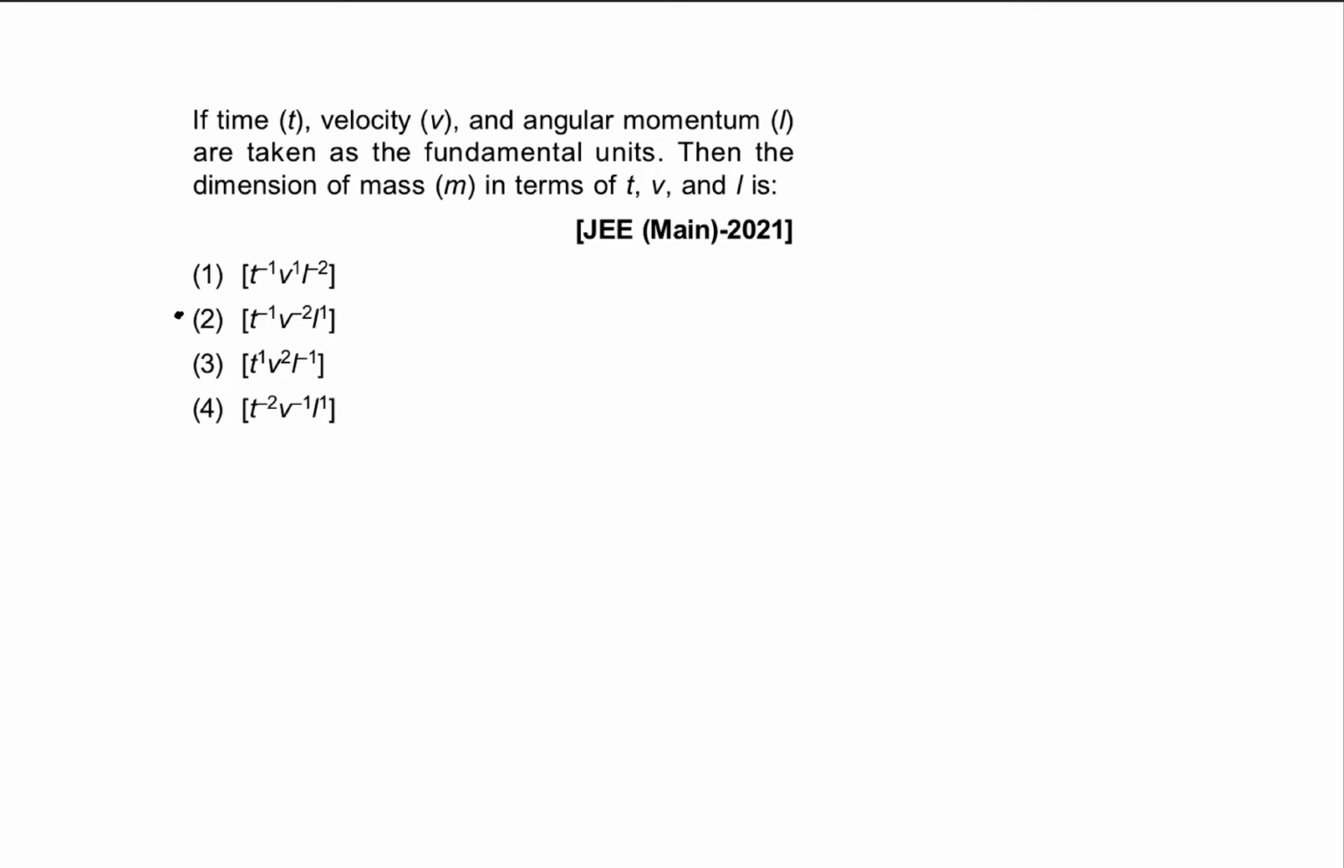Next question. If time t, velocity v and angular momentum L are taken as fundamental units, then the dimension of mass m in terms of t, v and L is. So you can write it as mass m is equal to some constant k into t power a, velocity power b, angular momentum L power c. Actually, they have given I type, just one letter they have written.